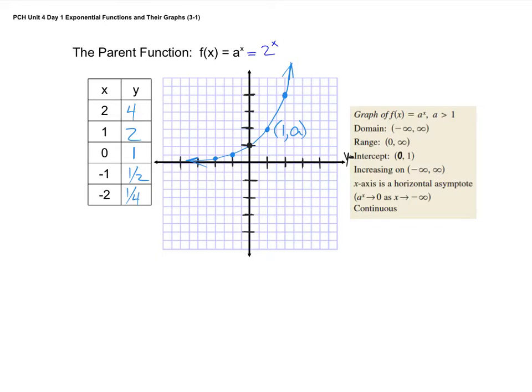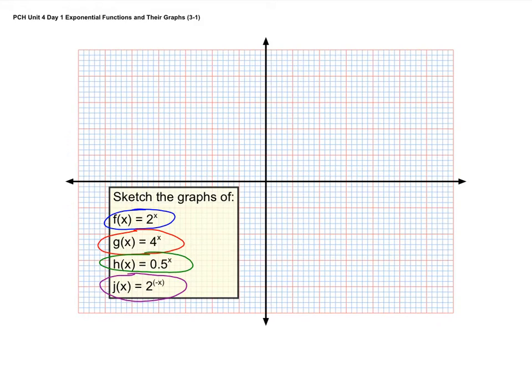So that's our basic parent function. Re-sketch this, and I want you to see these side by side with some others here. So we have the points 0, 1, 1, 2, 2, 4, 3, 8, 4, 16. Okay, so we have this graph here, and we're approaching that asymptote. So that's our f of x.